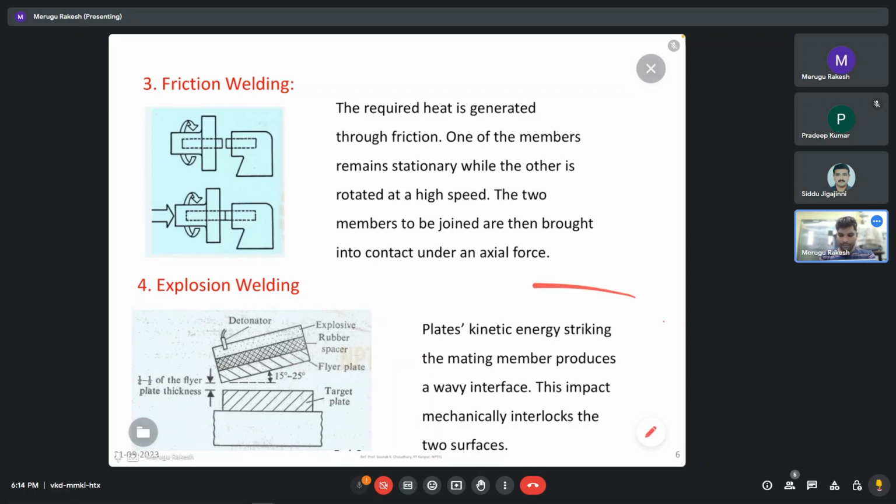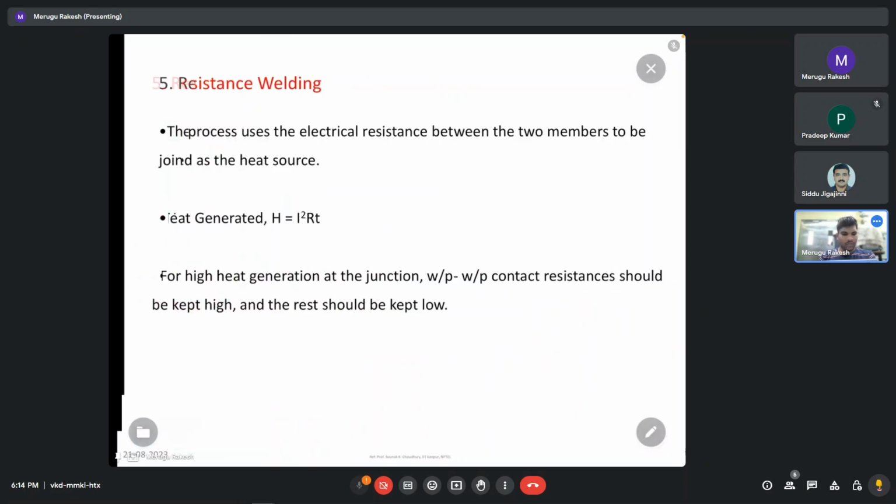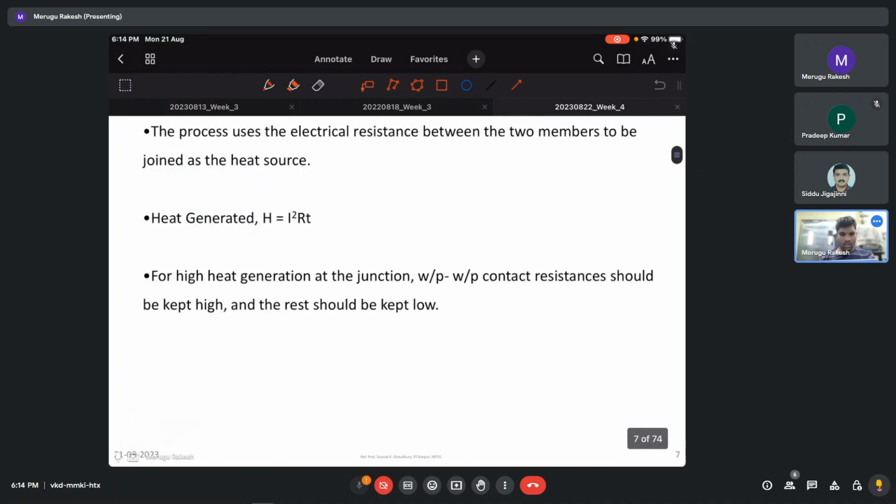Then we have resistance welding. Okay, let me switch back to normal.